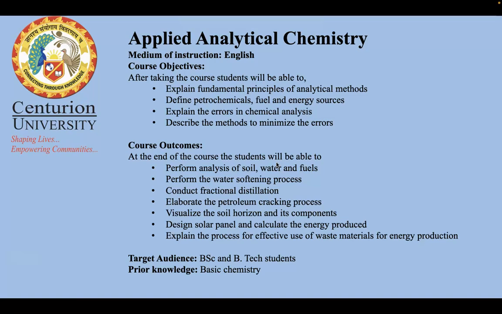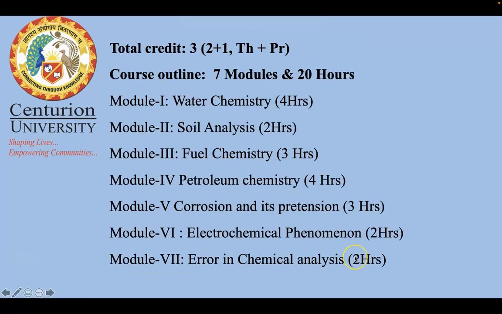So the course targets the audience like BSc students and BTech students. For taking the course, the student must have basic chemistry knowledge of the elementary, high school or 10+2 standard. Elementary chemistry knowledge is required for this course. The course is a 3 credit course, 2 for theory and 1 for practical. The course is divided into 7 modules which will be covered in 20 hours.